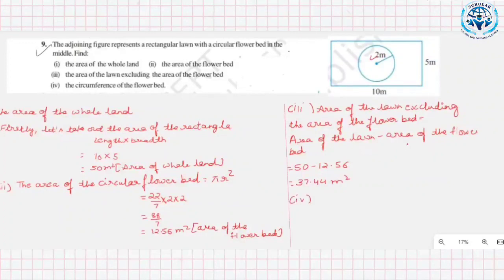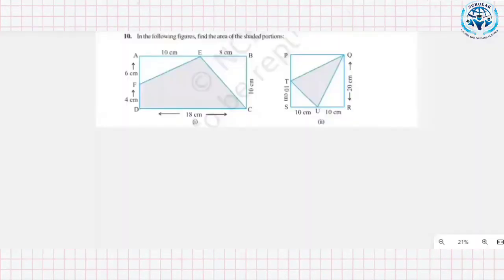Now number 4. Circumference of the flower bed. Radius is given. The formula for the circumference is 2 pi r. We will put the value 2 into 22 by 7 into r, that means 2. We will get the circumference of the flower bed. It is equal to again 12.56 meter. It is in meter because it is circumference.